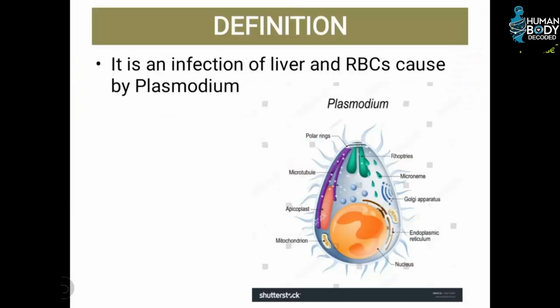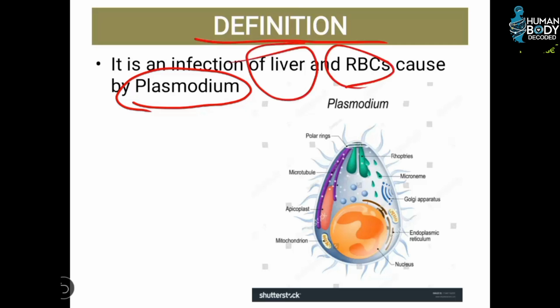Let's get started. What is malaria? Malaria occurs when a mosquito bites a person and injects a parasite called plasmodium into their body. This plasmodium travels through the bloodstream, damaging red blood cells, RBCs, and the liver. This is what causes malaria.